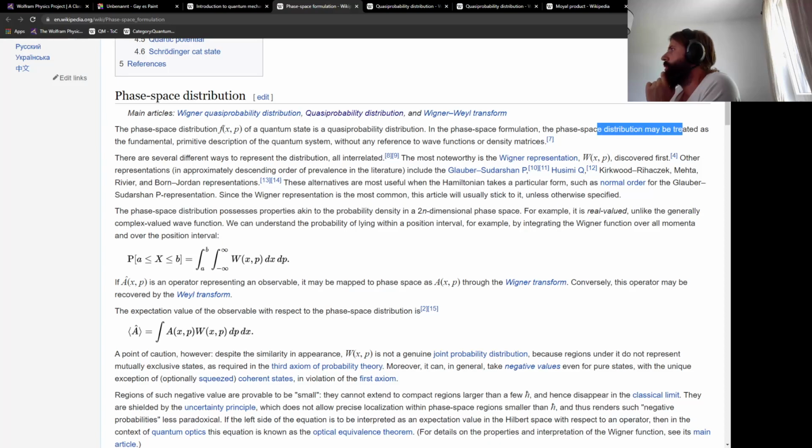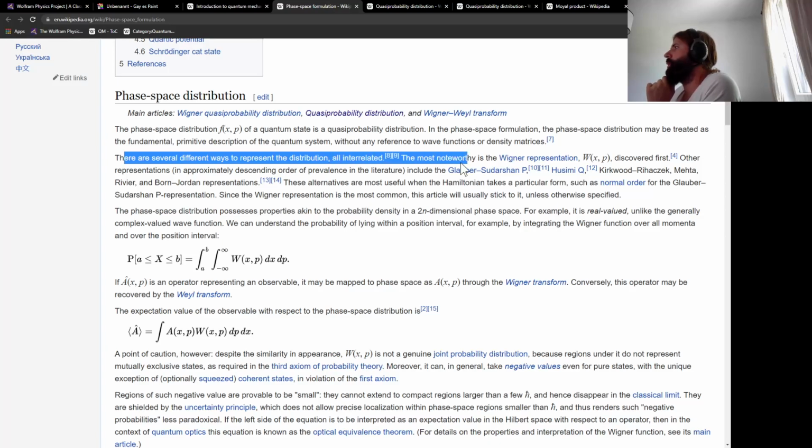The phase-space distribution may be treated as the fundamental primitive description of the quantum system without any reference to wave functions or density matrices. There are several different ways to represent the distribution, all interrelated. The most noteworthy is the Wigner representation.